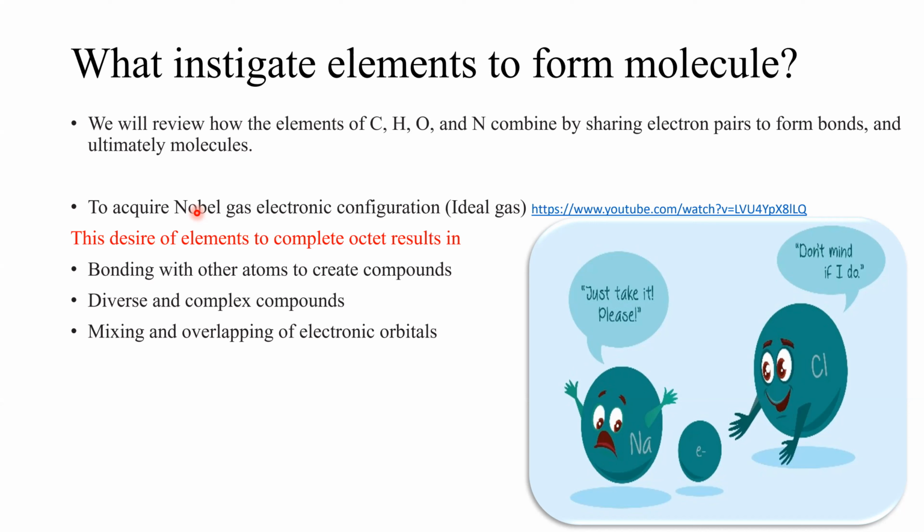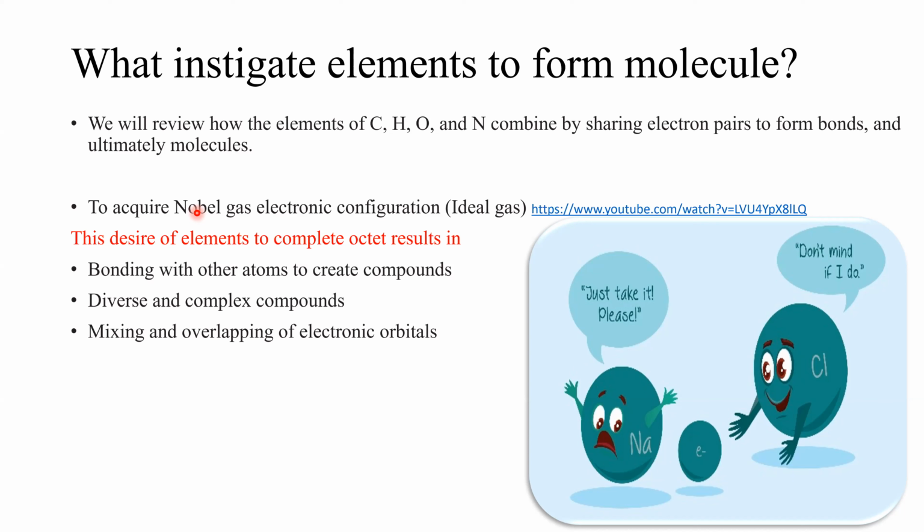In the next slide we'll see that every period's elements have their own ideal noble gas for achieving the electronic configuration. Currently we will talk about carbon. So we are concentrating on the second period electronic configuration, which starts with lithium and ends at neon. This is the desire of elements to complete the octet.